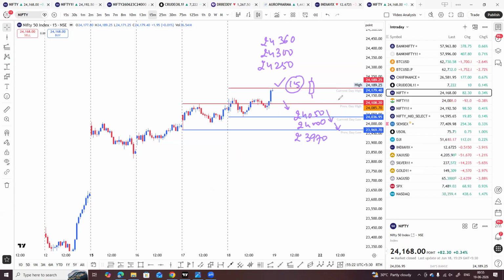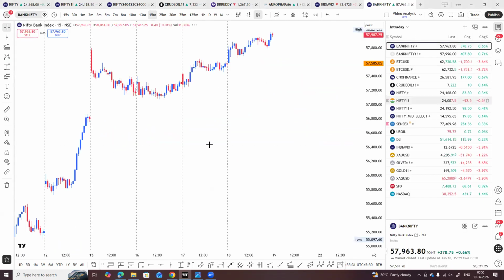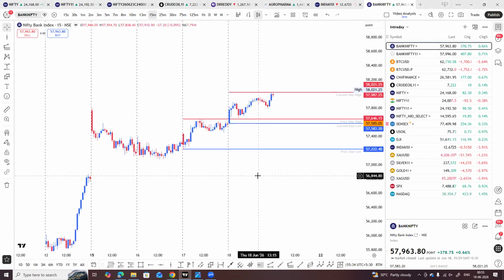Right. So now coming to the Bank Nifty, what happened today in the Bank Nifty, let me open the chart. So this is the Bank Nifty. Bank Nifty has already taken out the previous day high, as the Nifty has, and remains in a strong bullish structure.